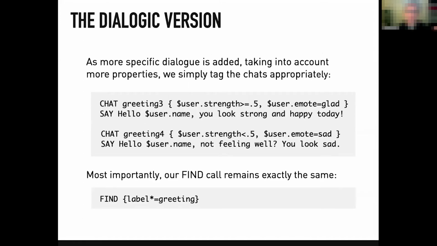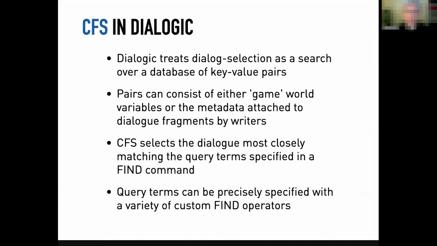As more specific dialogue is added, taking into account more properties, writers simply tag the new chats appropriately. The find call remains the same, and most importantly, no game code needs to change. And in fact, new dialogue can even be added as part of a hot update while the game is running.